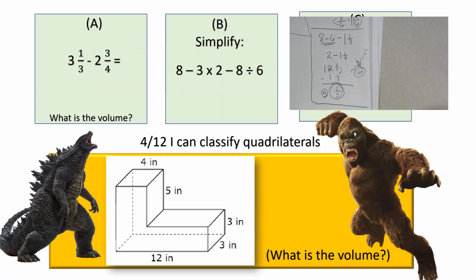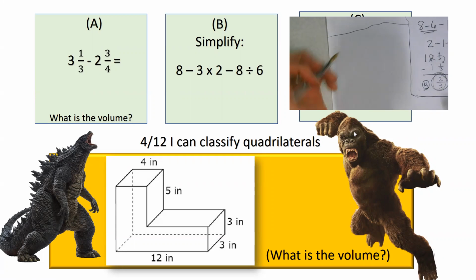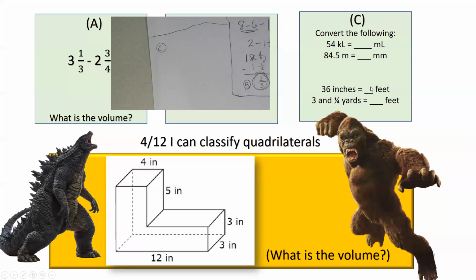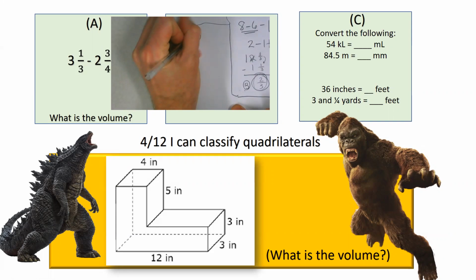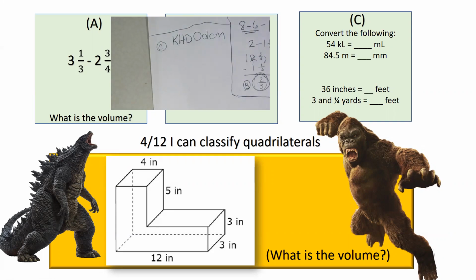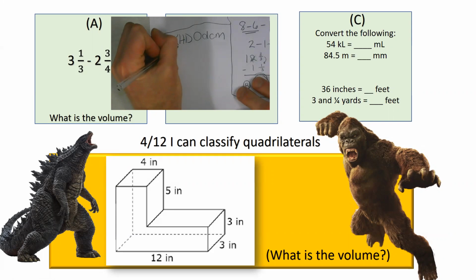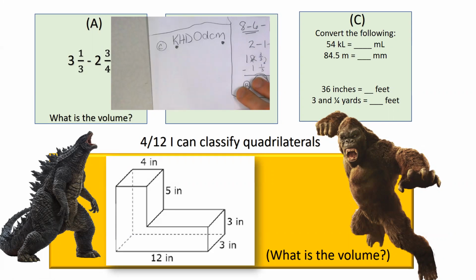All right. So A, we have B. Let's go to C. Ooh, conversions. Okay, so the first one, it looks like we're doing the metric system. So K, H, D, D, C, M. We're starting with kiloliters and going to milliliters. Ooh, kilo here, milli here. That's a long trip, folks.